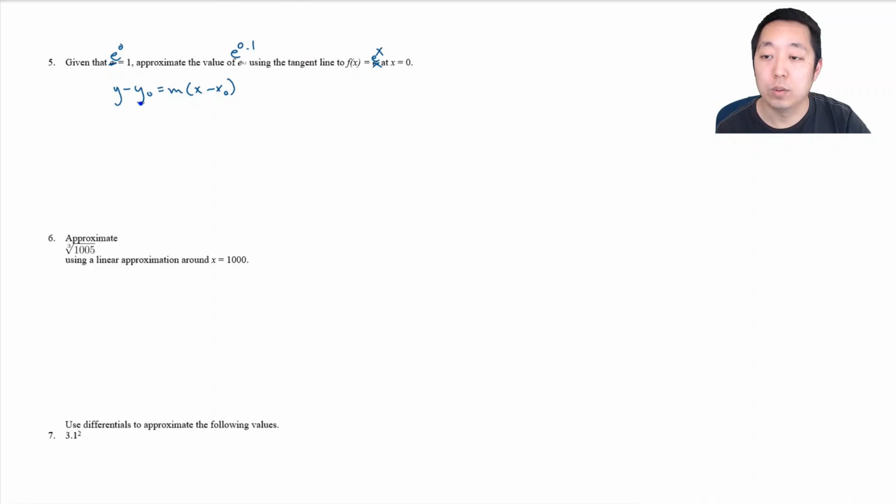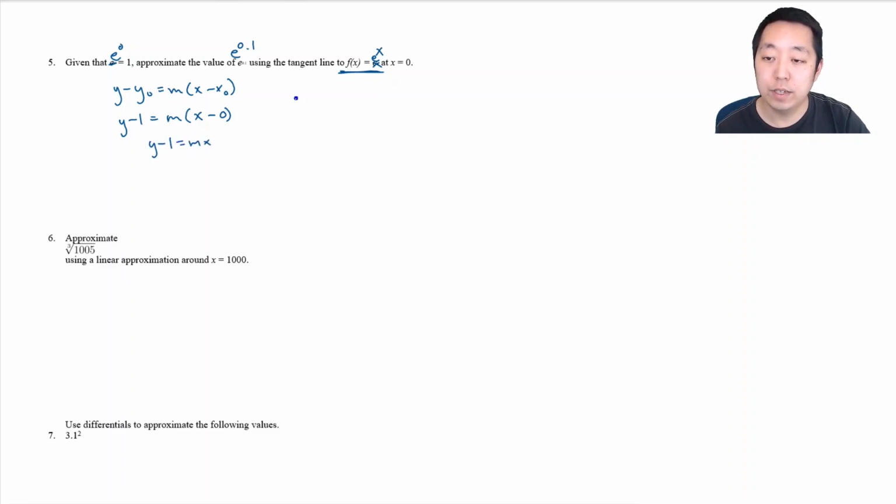So we're doing the point (0, 1), so it's y minus 1 is equal to m times x minus 0, because we're using this function at x equals 0. So x is 0. When I plug in e to the 0, I get 1, so the y value is 1. So y minus 1 is equal to mx.